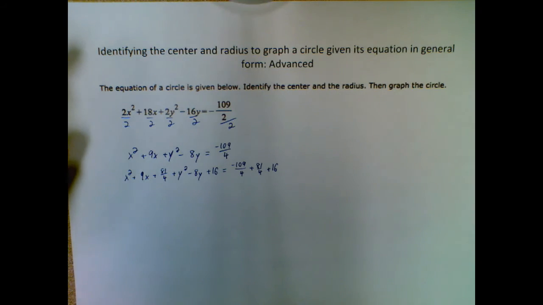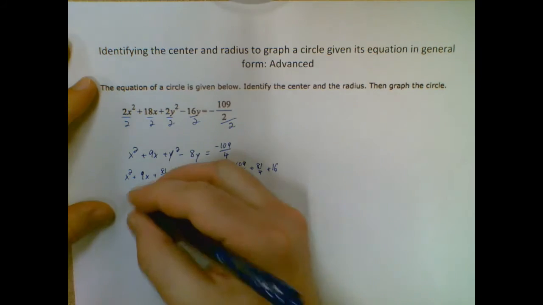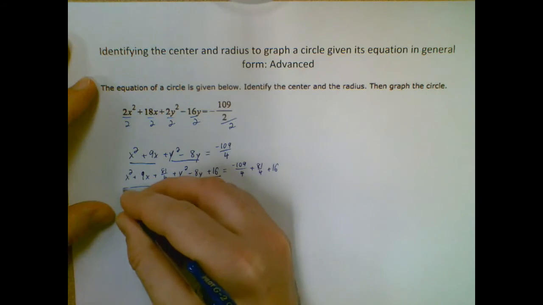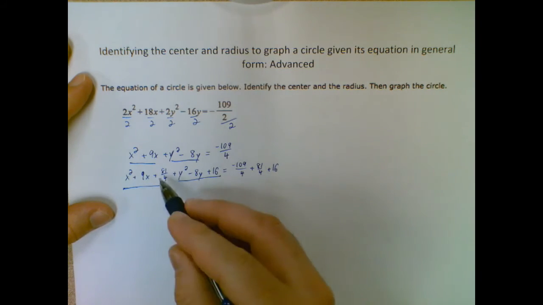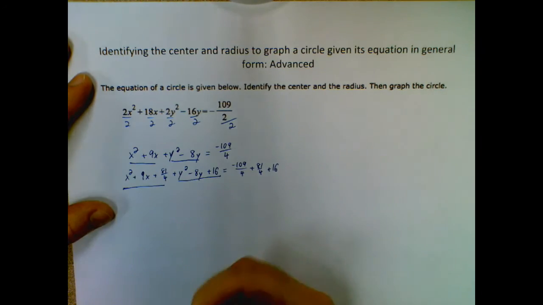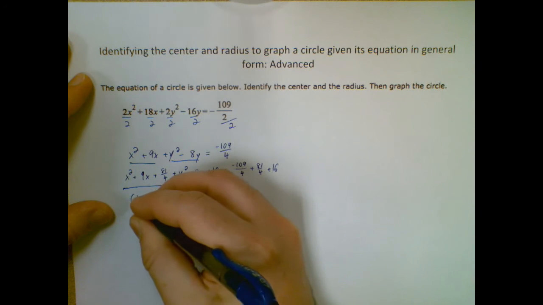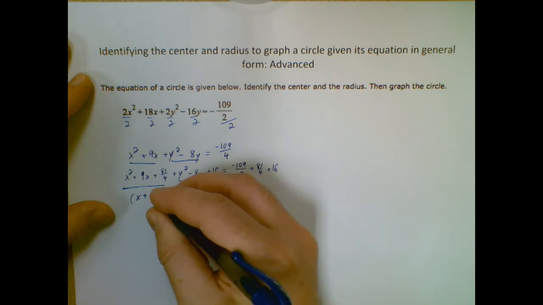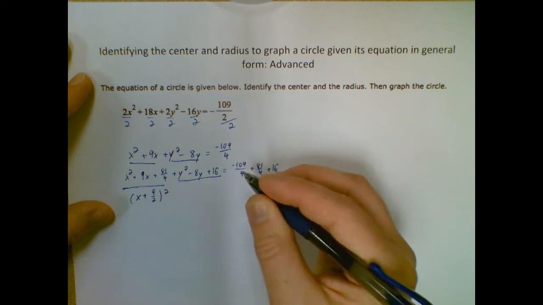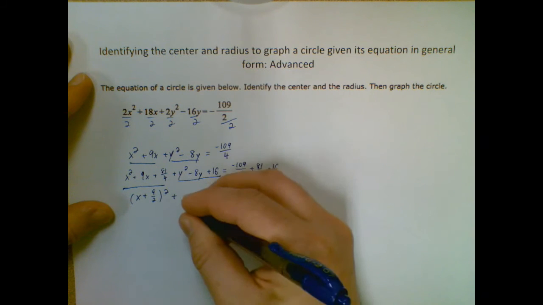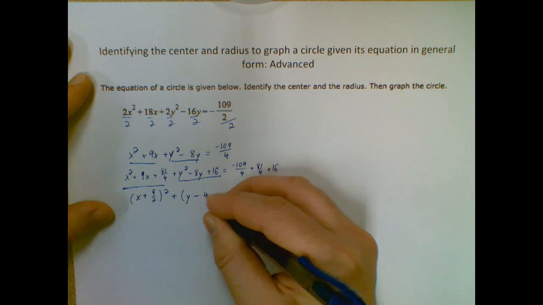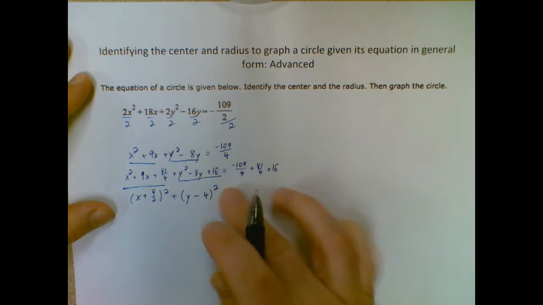All right, so now that it looks like we're making things terrible, we need to take these groups and underline them so we see where it's coming from, and I can now factor these because they're perfect squares. That's what completing the square means. Breaking this, I get x, and since this is positive, plus 9 over 2, squared, plus y, it's negative, so minus 4, squared. Then I need to put all of these together.